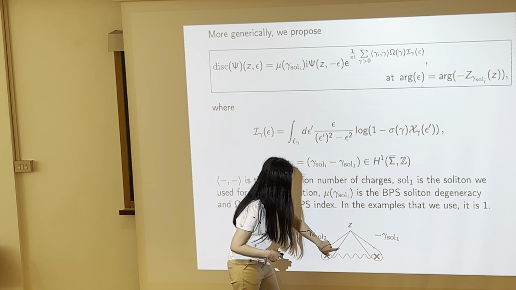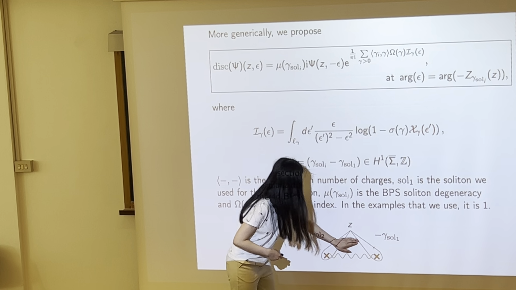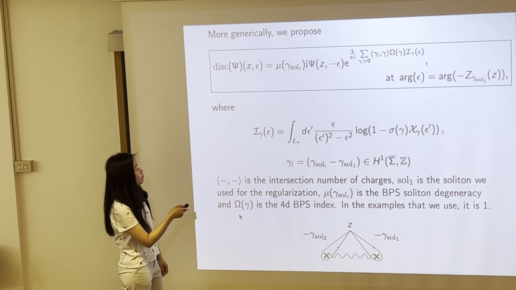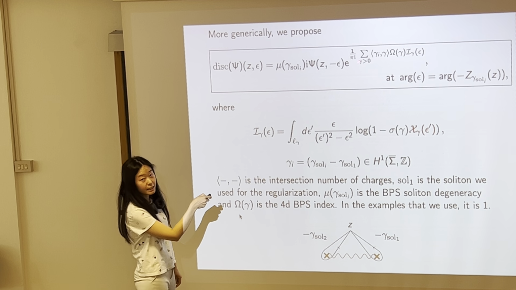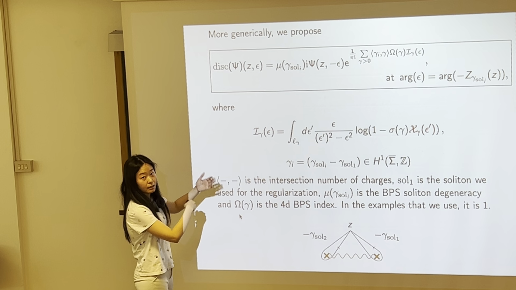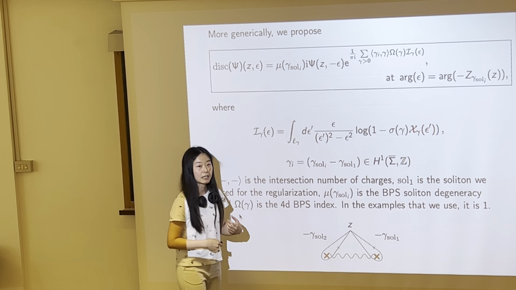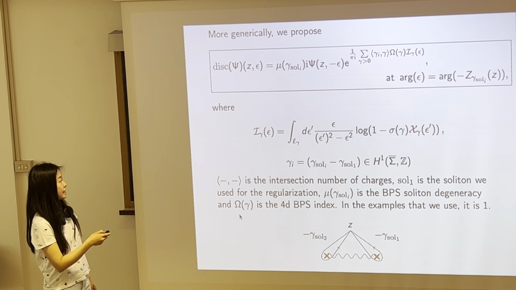So if we reverse this direction, gamma soliton 2 minus gamma soliton 1 will just give you one cycle on this separating curve, and then we can calculate the intersection number of this one cycle you just get. This gamma is a 4D BPS charge, so you can calculate this quantity just by the intersection number.